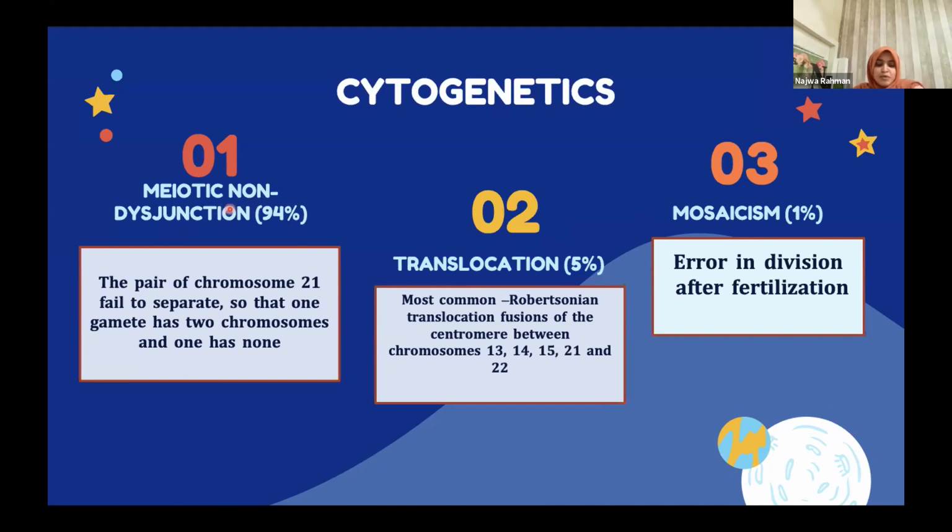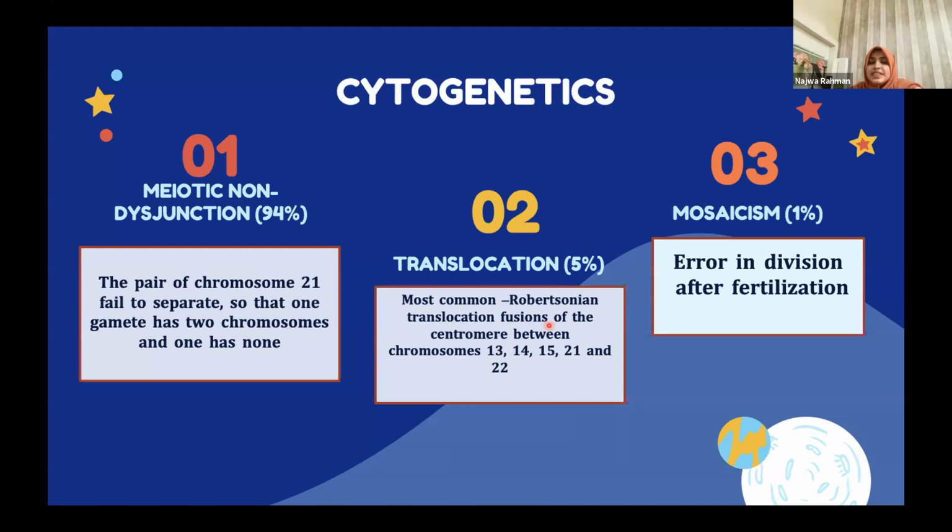In meiotic non-disjunction, most cases result from an error at meiosis. The pair of chromosome 21 fails to separate, so that one gamete will have two chromosomes and another one will have none. When fertilization occurs with the gamete with two chromosomes 21, it gives rise to a zygote with trisomy 21.